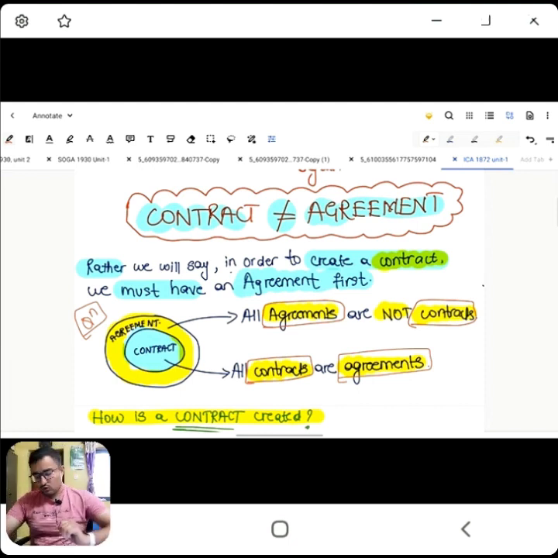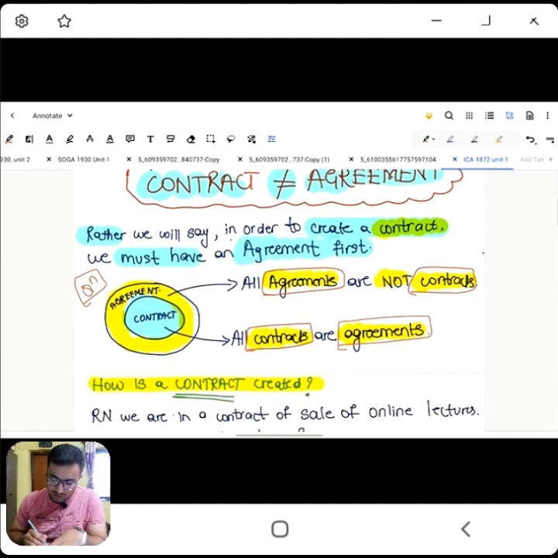Now, how are contracts created? Okay, it's not so simple. Right now, I've told you that in order to create a contract, you have to first make an agreement. So you make an agreement, contract is done. Simple. This is not how easy. I mean, this is not as easy as it seems.